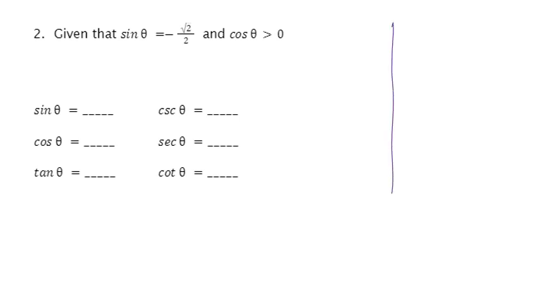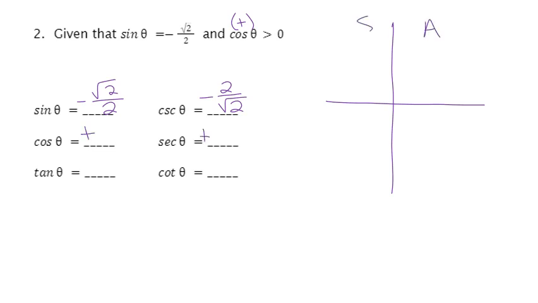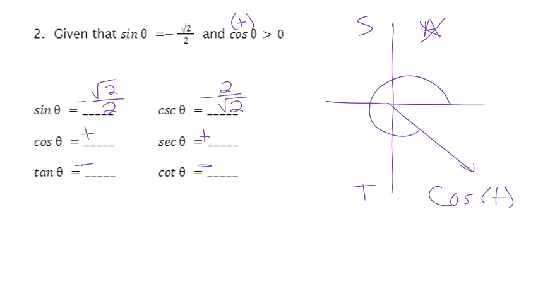And then for our last problem, same idea. We're going to go ahead and fill this in. So sine is negative root 2 over 2. Cosecant is going to be the flipped version. It's negative. For this one, they tell you cosine is positive. And so we know that when we sketch this out, it's not going to be quadrant 1 because they're different signs. This one also happens to be quadrant 3. So cosine is positive, and then the other two would be negative. So tangent we know would be negative.